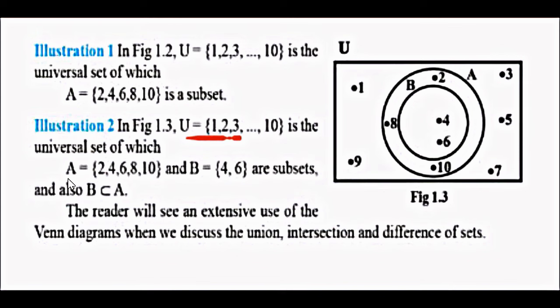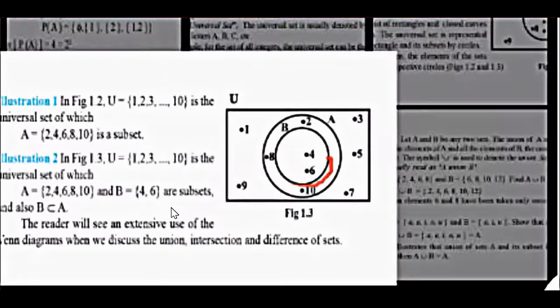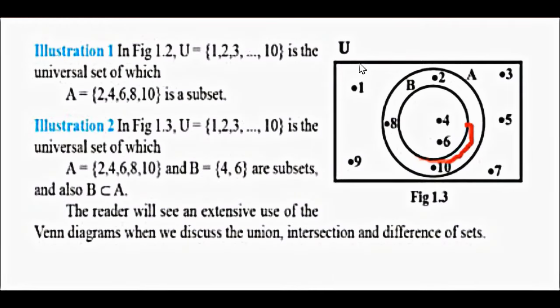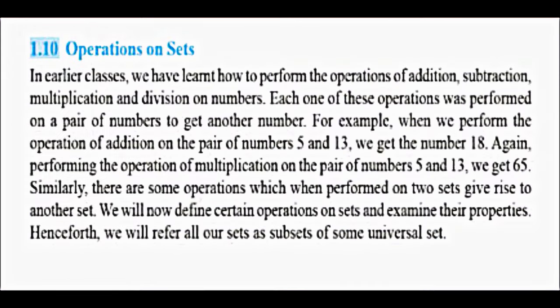But what about A? A is 2, 4, 6, 8, 10. And B is inside A, which is 4 and 6. So B will be 4, 6. The representation, as you can see here, is quite clear: the universal set contains A and B, while the set A contains B. This is how we represent it.